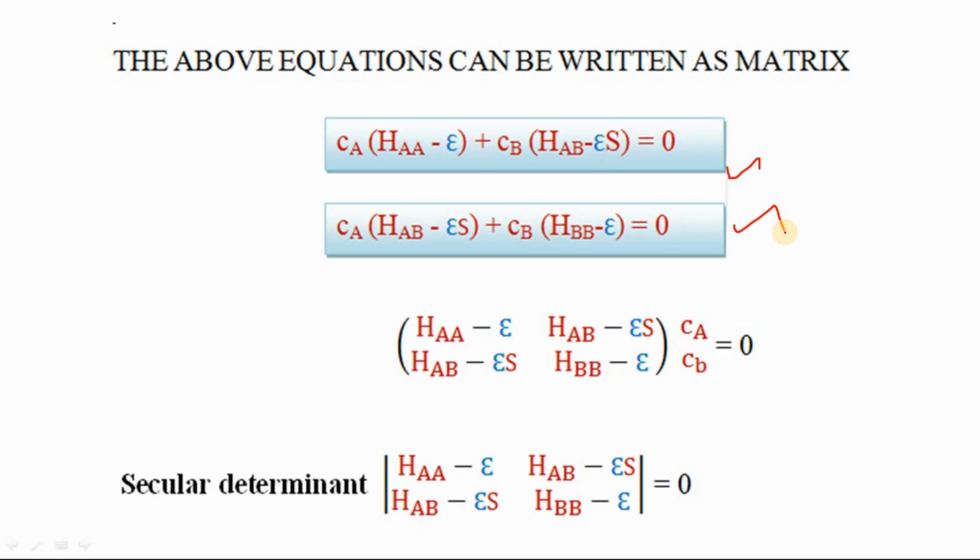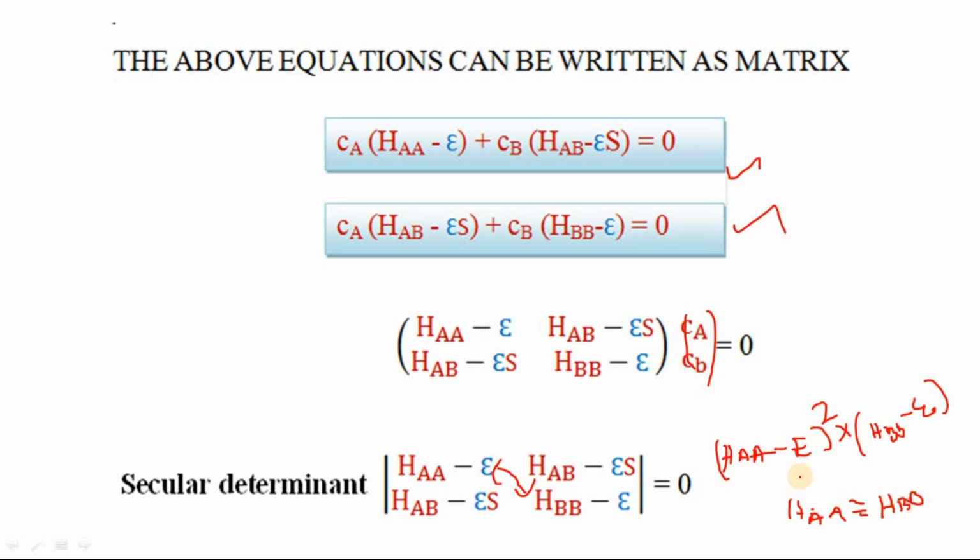This can be turned into a matrix. If this matrix is set to 0, then it becomes a secular determinant. We know that this will be multiplied, so it will be HAA minus of E into HBB minus of E script. We know that HAA and HBB are one and the same. Therefore it can be simply written as HA square. Fine.